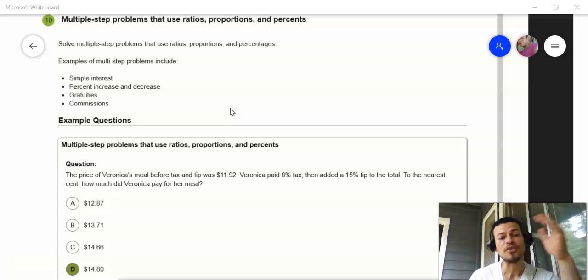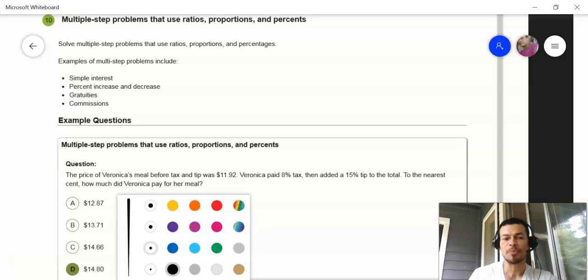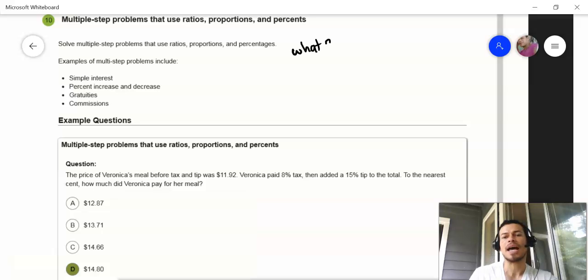Normally the food on the menu doesn't have any tax. Veronica paid 8% tax, then added a 15% tip to the total. To the nearest cent, how much did Veronica pay for her meal? Okay, so what is the problem asking us? So remember, this is our problem. We need to answer two questions, what and how. Okay, so what is the problem asking us? The final amount of money, of dollars, Veronica paid. Okay, that's what we gotta find.